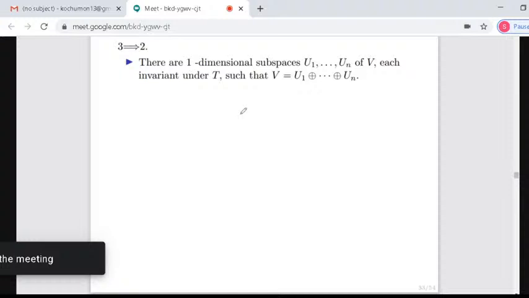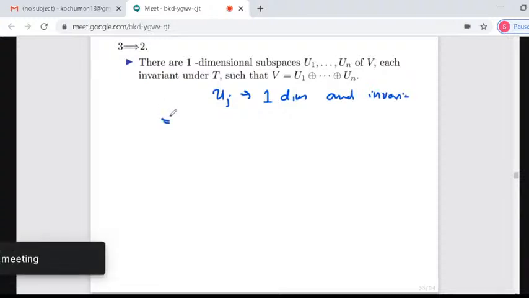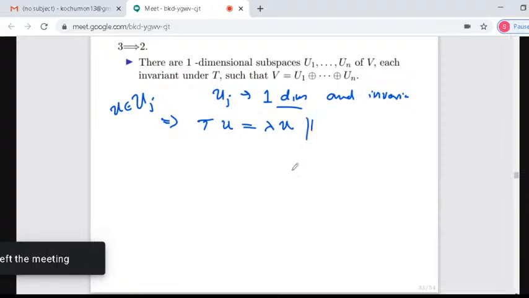Okay. So Uj is one-dimensional and invariant. That implies T of U... Let us take an element U of, let's say, some Uj, and T of U then will be equal to some lambda times U only, isn't it? Because any one-dimensional subspace, this is the only operator on a one-dimensional subspace. Therefore, T of U is equal to lambda U there.